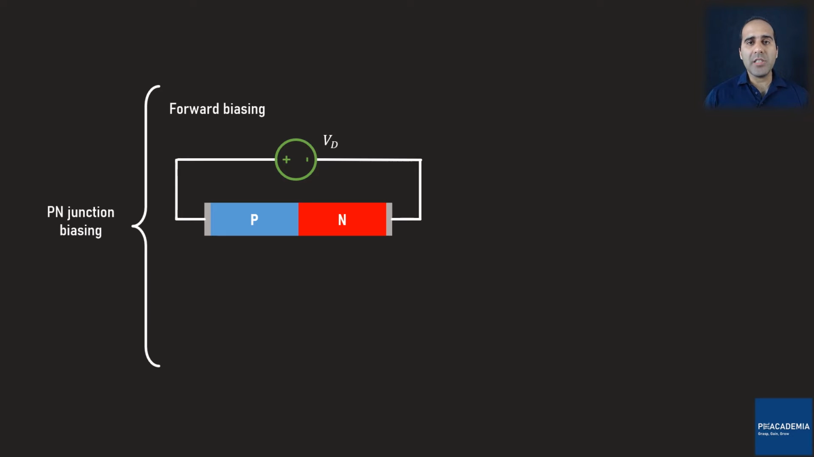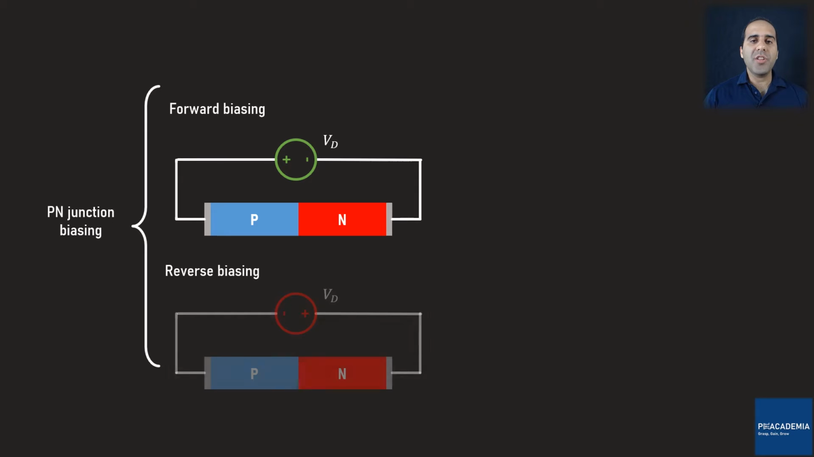The second biasing is the reverse biasing. In this case, the external voltage source is connected reversely to the PN junction, the positive terminal to the N semiconductor and the negative terminal to the P semiconductor. In this lecture, I won't touch on the reverse biasing of a PN junction, and I only focus on the forward biasing. The next lecture will be about the reverse biasing.